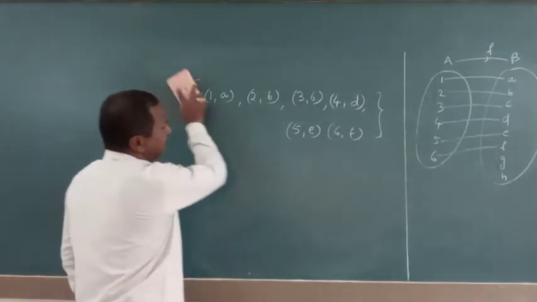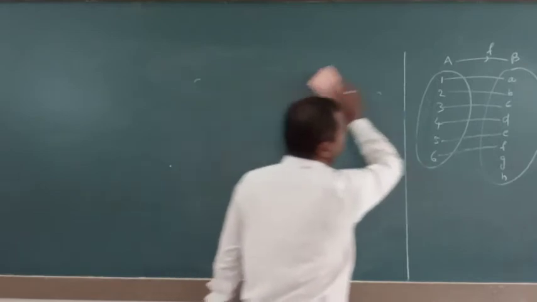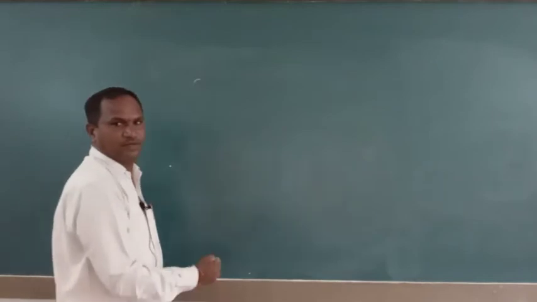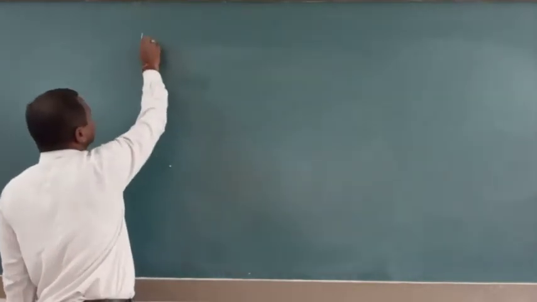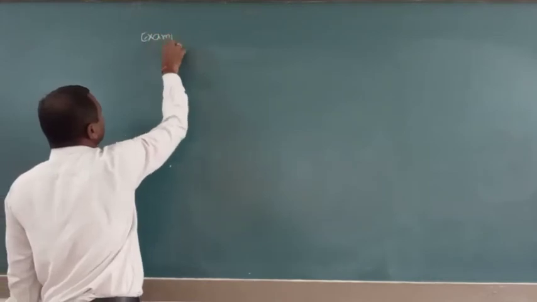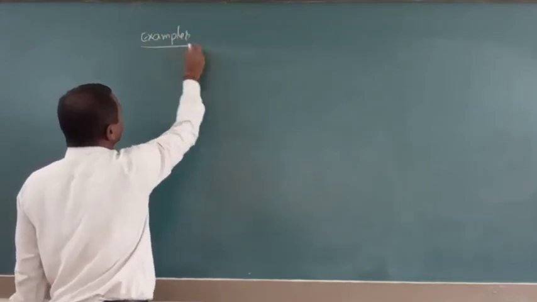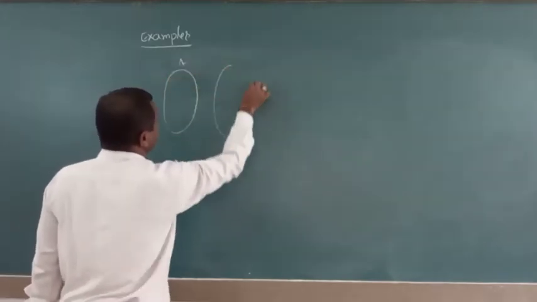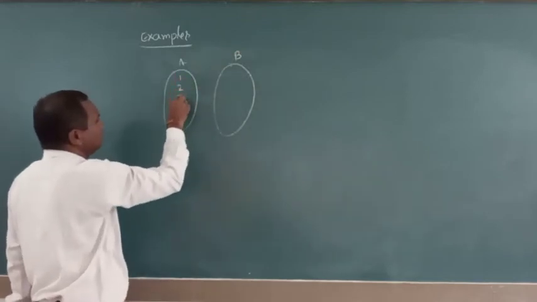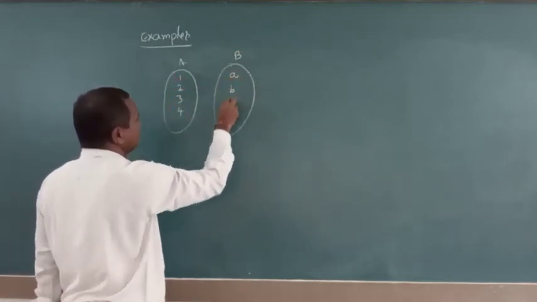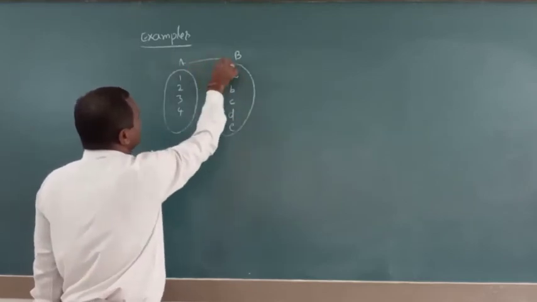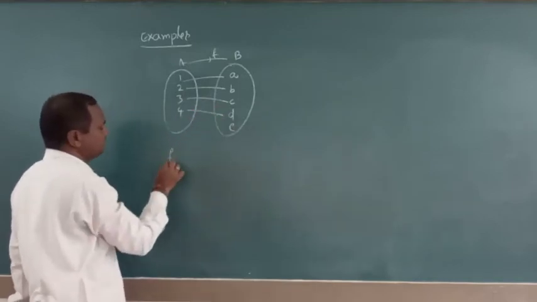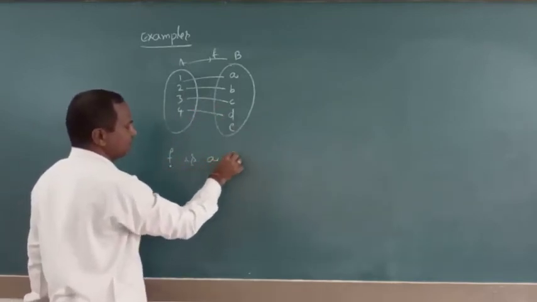Next, diagrammatically, I'll tell you which are functions and which are not forming functions. See here, diagrammatically, the first one is an example. It is set A, it is set B. Here 1 2 3 4 is there. Here A B C D is there. A to B is F. That's why here F is a function.